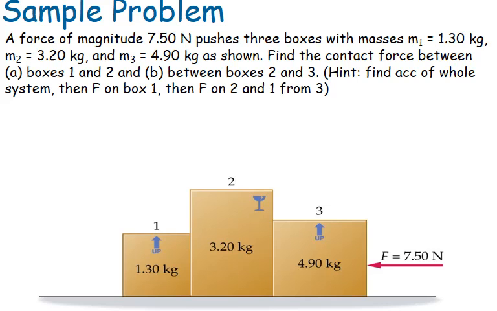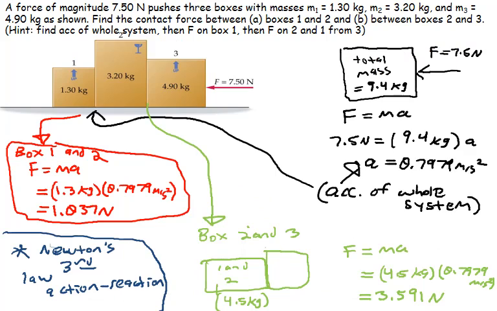All right, so we're pushing the boxes with 7.5 newtons of force. We treat them as one object, so that's the very first thing we do up here. We have the force, and so we can find the acceleration of the system, which is 0.7979 meters per second squared. So all 3 boxes are accelerating at that rate.